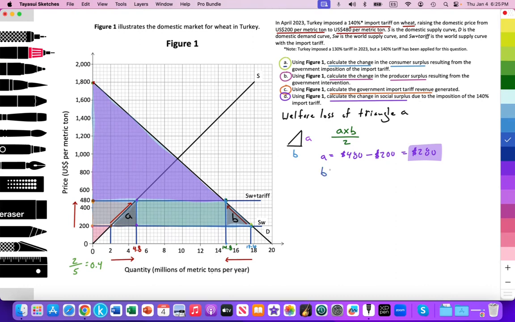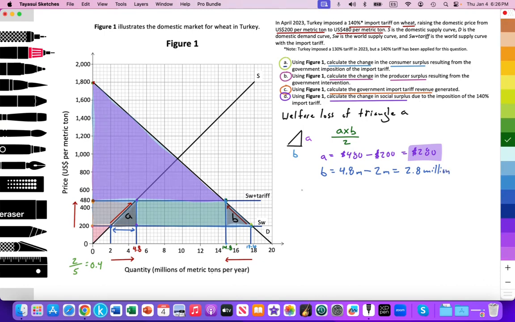Let's figure out the base of B. B is going to equal 14.8 million minus 2 million. There's that base right here. All right, to emphasize that so you can see there's the base between here and here. Okay, so that works out to 4.8 M for million, minus 2 million. That works out to 2.8 million.